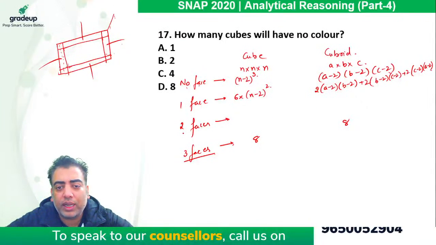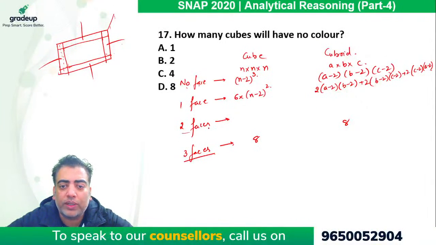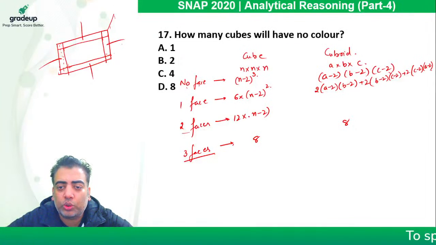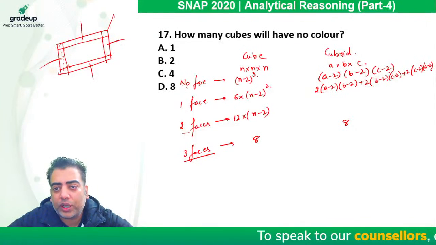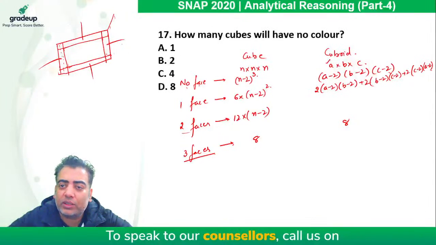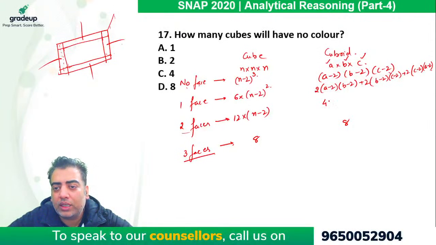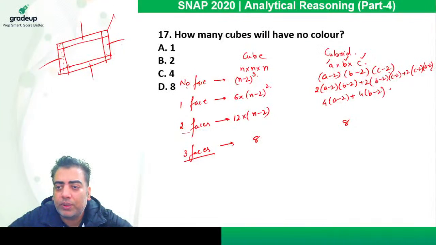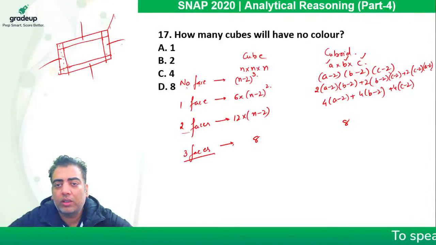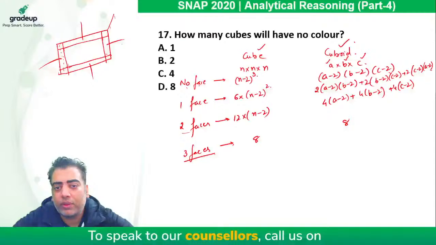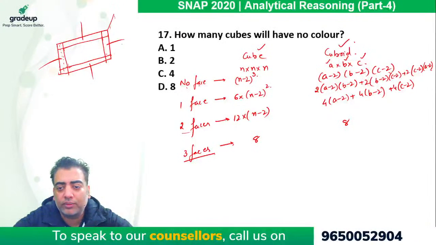So cubelets having exactly two faces painted are always along the edges, and there are 12 such edges, right? And along each edge there are n minus 2 cubelets. In case of a cuboid, there will be 4 edges of length a, 4 edges of length b, 4 edges of length c. So the answer comes out to be 4 into a minus 2, plus 4 into b minus 2, plus 4 into c minus 2. So it will always give you the number of cubelets having no face painted, or 1, 2 or 3 faces painted.